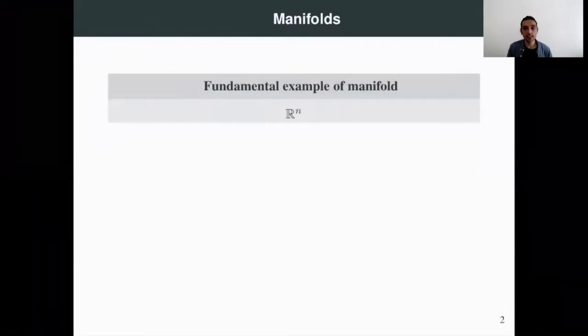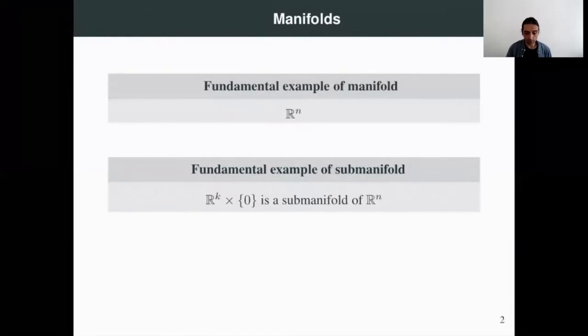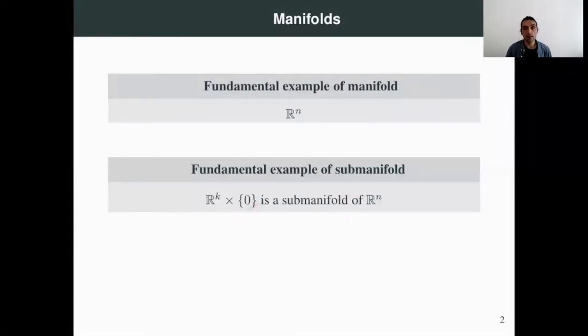The fundamental example of a manifold is R^n, or any open subset of R^n, whereas the fundamental example of a submanifold is a linear subspace of R^n, or an open subset of such a linear subspace. The idea is that manifolds are going to be built by pasting this kind of local data. Of course, we are going to allow this local data to be modified via diffeomorphism, right? Now, let us see some examples.